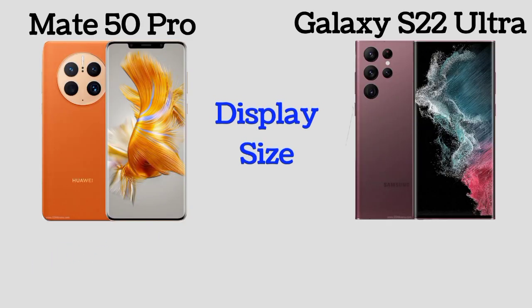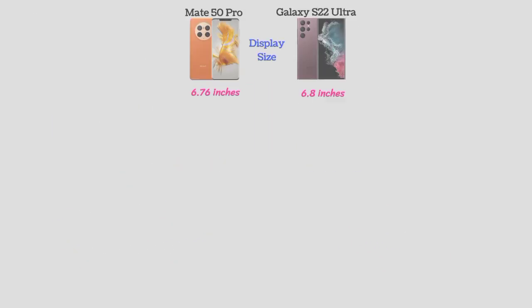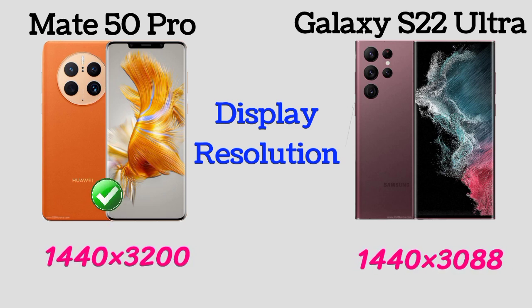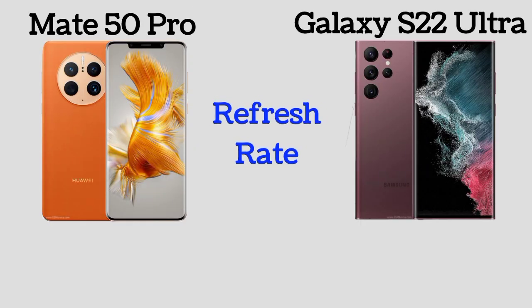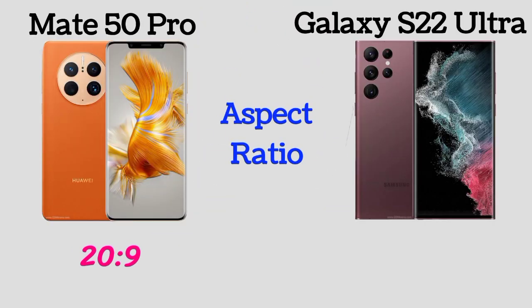Huawei Mate 50 Pro has 6.76 inches display and Galaxy S22 Ultra has 6.8 inches display. Here is the display resolution of Huawei Mate 50 Pro and Galaxy S22 Ultra. Huawei Mate 50 Pro and Galaxy S22 Ultra both phones have same 120Hz refresh rate. Here is the aspect ratio of Huawei Mate 50 Pro and Galaxy S22 Ultra.